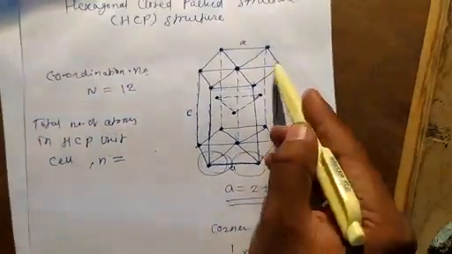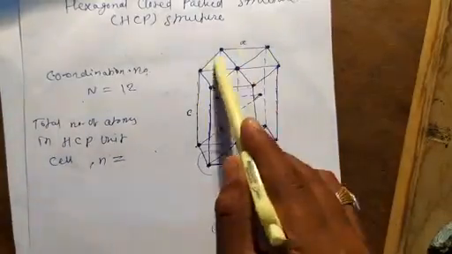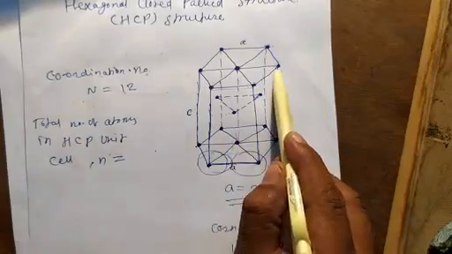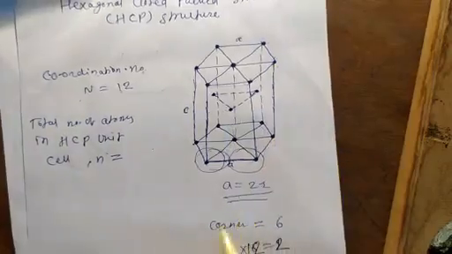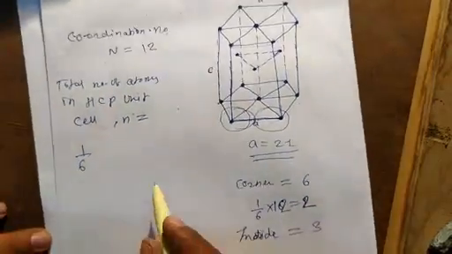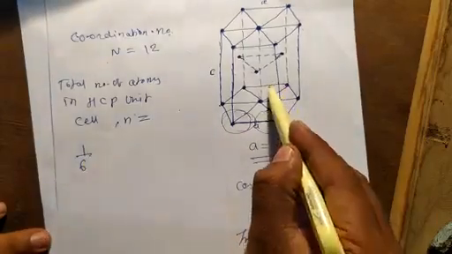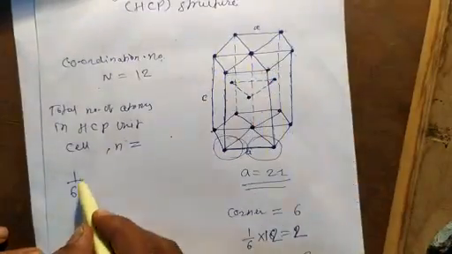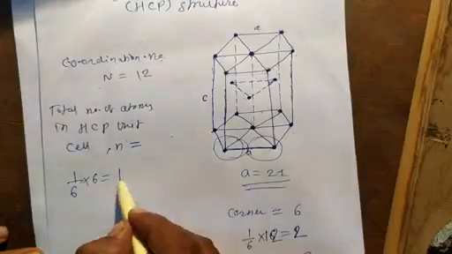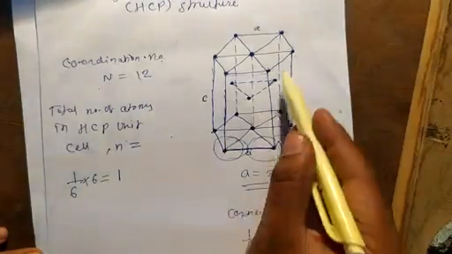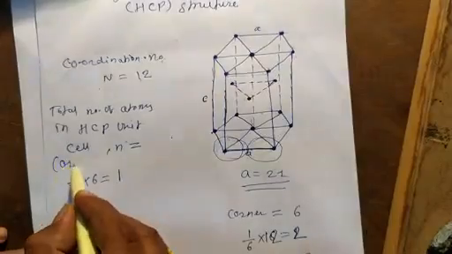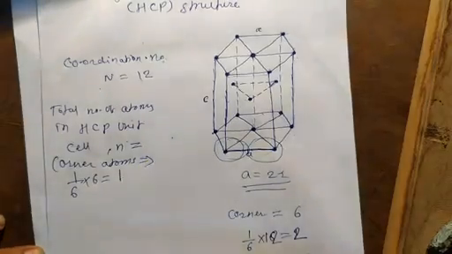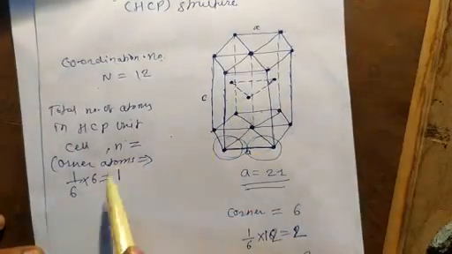We know that there are 6 corner atoms, and each corner atom is surrounded by 6 hexagons. Therefore, each corner atom contributes 1 by 6 to one unit cell. And there are 6 corner atoms, therefore 6 times 1 by 6 is equal to 1. The sharing of corner atoms is 1.